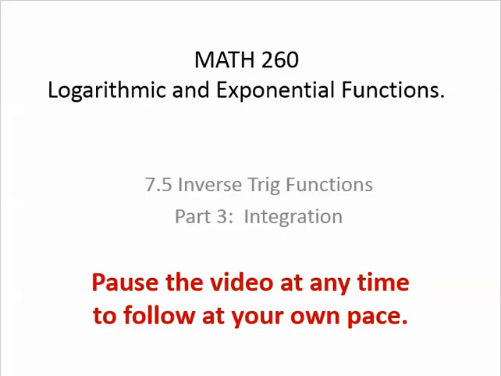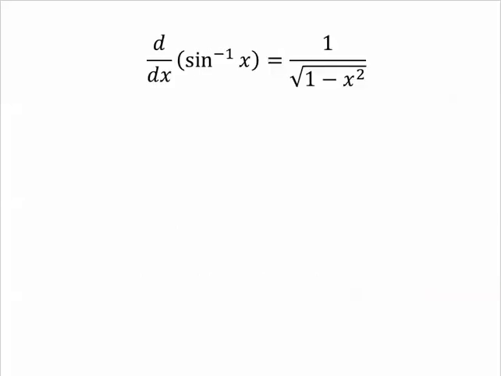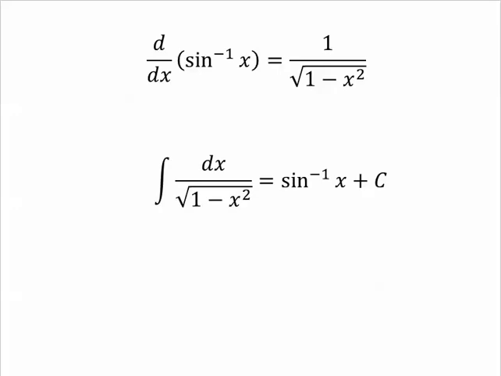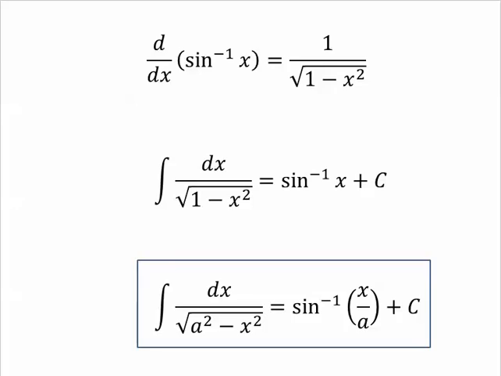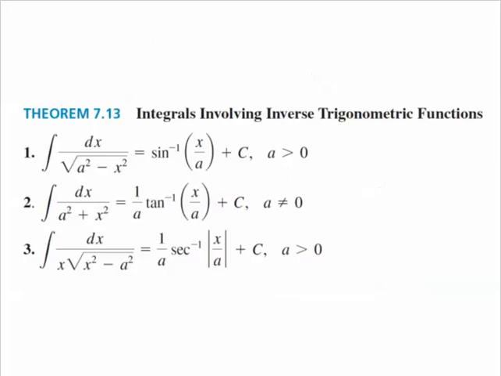Inverse trig functions integration. As we have said a few times, knowing a derivative gives you an antiderivative. What I'd like to do is generalize this. Instead of the 1, put in a squared. And we get a nice little formula for the antiderivative of 1 over radical a squared minus x squared. There are two other integrals involving inverse trig functions that we will be looking at. Let's do some examples.